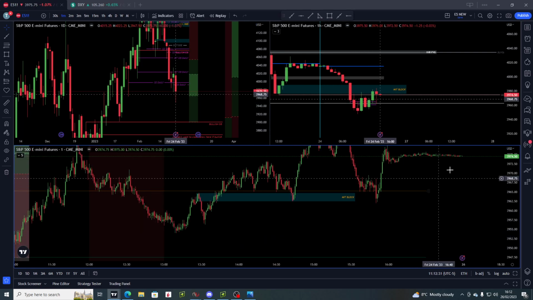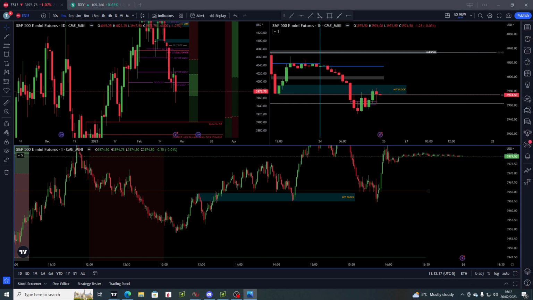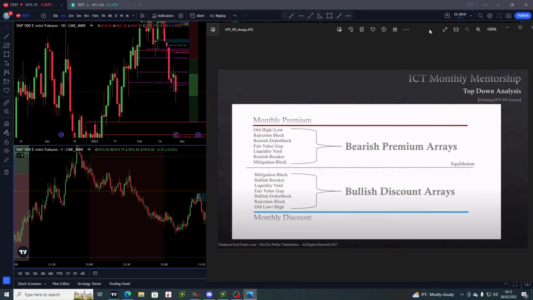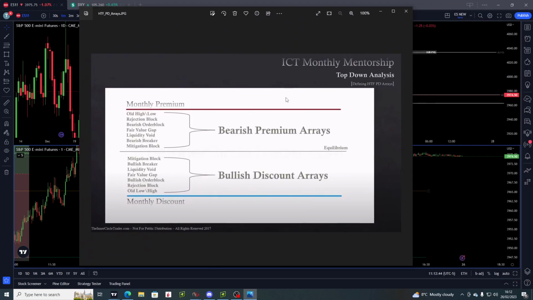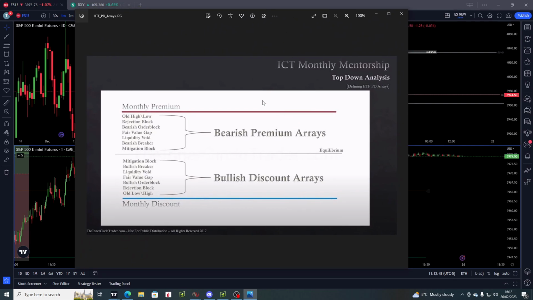Okay? And so I just want to go back to the first point, which was understanding why mitigation blocks are so important, especially around higher time frame levels of support and resistance. And it's to do with this. And this is a little bit of secret sauce added. It's like a bonus to this mitigation block series, right? And it's this. So this is the PD array matrix, right?